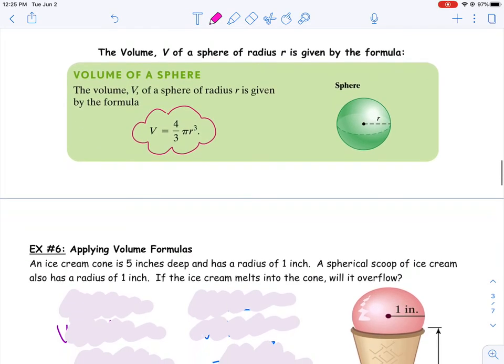The last volume we're going to talk about is a sphere, so a ball. We can find the volume, how much space any ball takes up, by doing 4/3 pi r cubed this time. That's the radius times another radius, right? And so 4/3 pi r cubed would be the volume of a sphere.